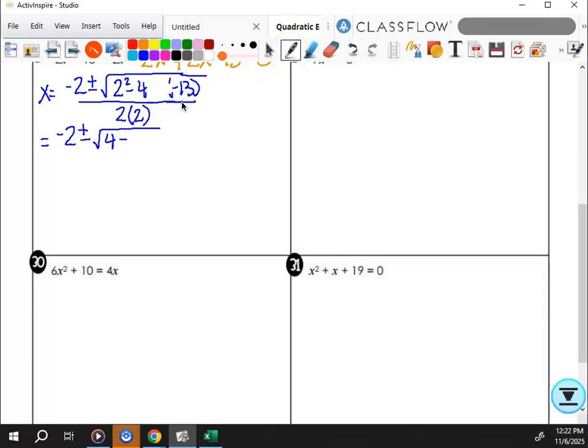4 times A times C. Last period, I left off the negative on my 13. Today, I put a 1 instead of a 2. So this should be plus 104 all over 4. That's right. And you've got to simplify your square root of 108. You can use your calculator to help you come up with numbers if you need to.